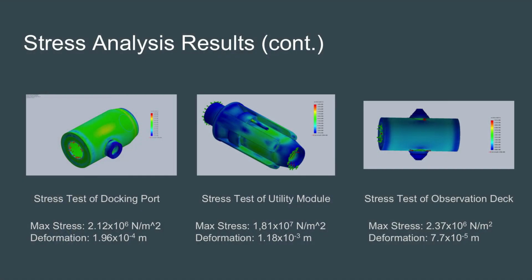However, the utility module experienced about an order of magnitude higher stress than the other modules, at around 1.81 times 10 to the 7 units per meter squared. And although this is not a factor, as they use an aluminum alloy, which is commonly used in aerospace applications, the utility module can hold up to 27 times greater pressure than what we have tested here. And through these stress analyses, we ensure that our modules will hold up in orbit and will be safe to use against the pressures of space.